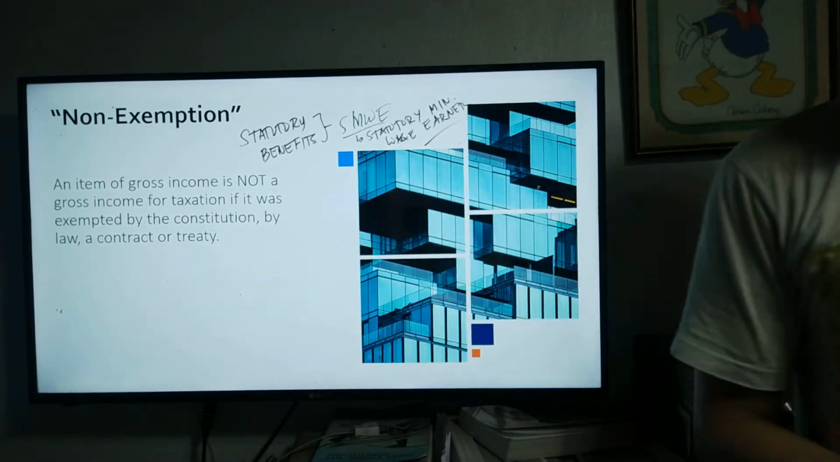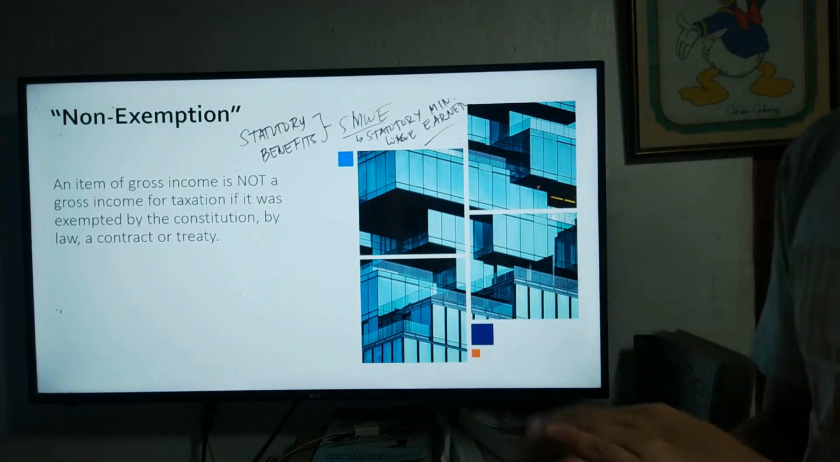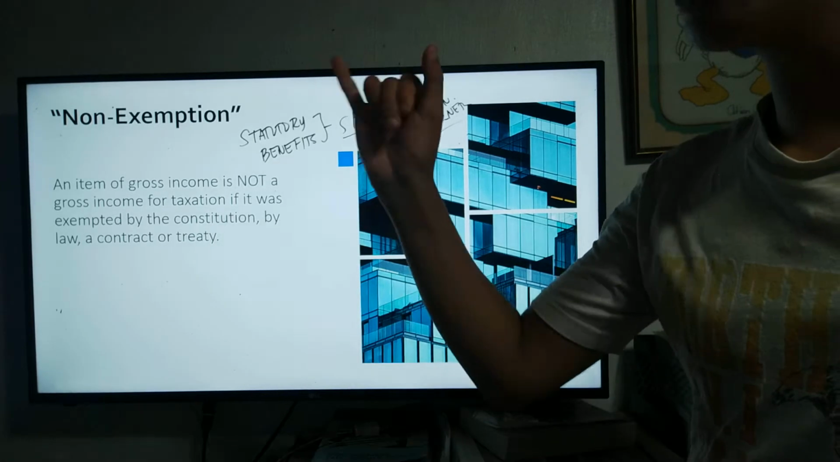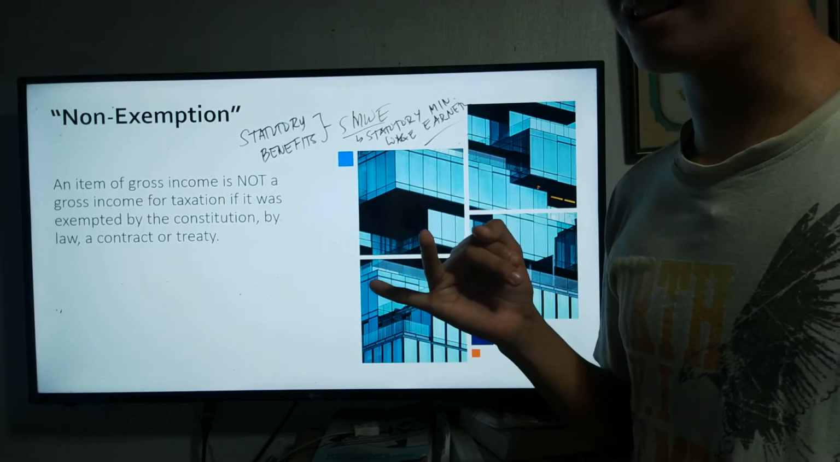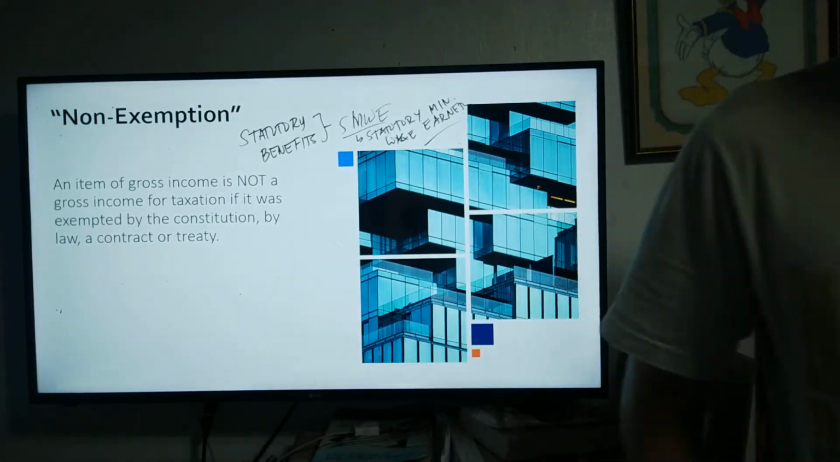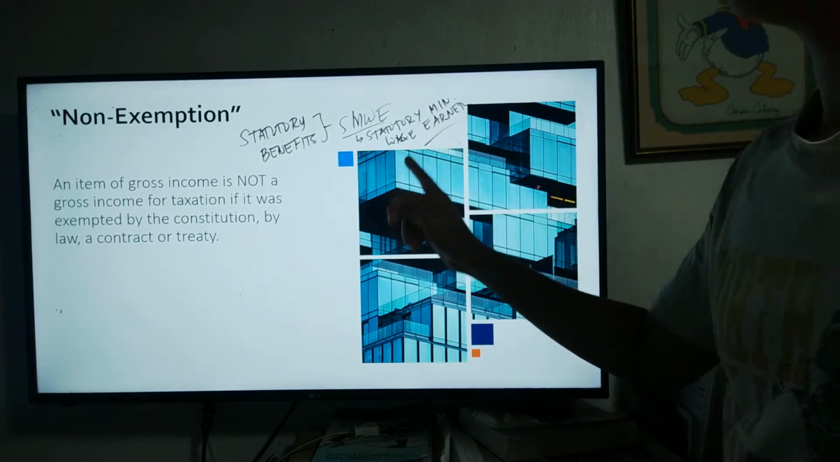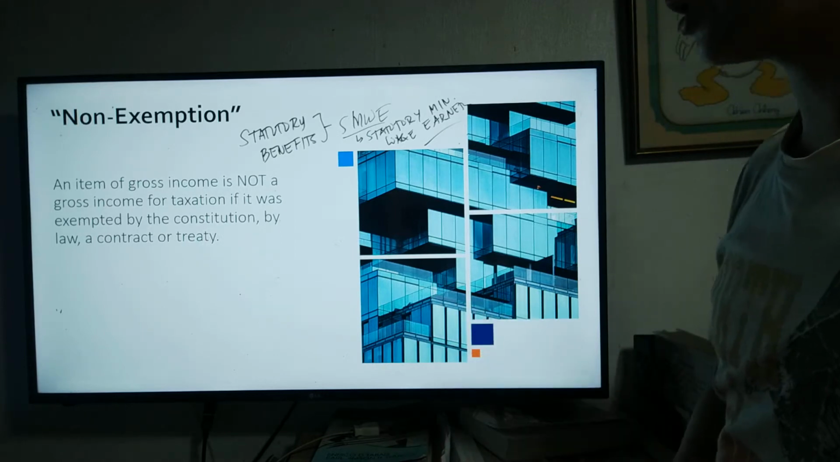So kapag statutory minimum wage earner po sila, they will be exempt from income tax kasi nga it is provided by the law. They were exempted by virtue of a law. So, kahit na ipasa niya yung return on capital at yung realized benefits, hindi siya pumasa sa third item which is non-exemption. Kasi nga, it is exempted. So, therefore, it will not constitute gross income.